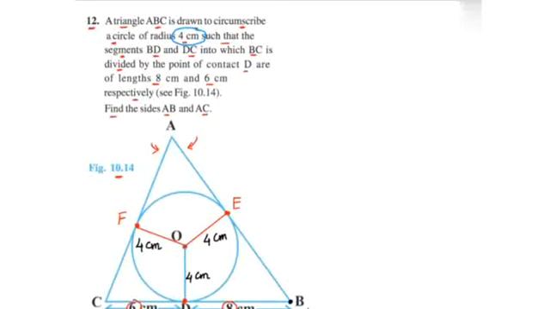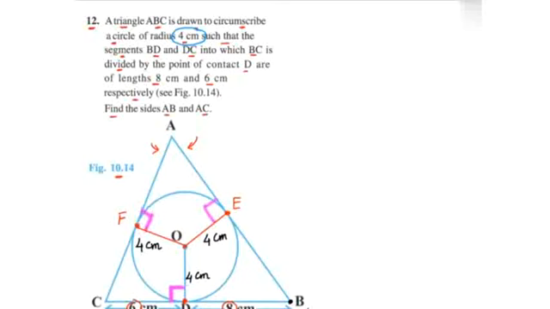Now, using the fact that the radius through the point of contact is perpendicular to the tangent, we can also say that OD will be perpendicular to BC, OE will be perpendicular to AB, and OF will be perpendicular to AC.